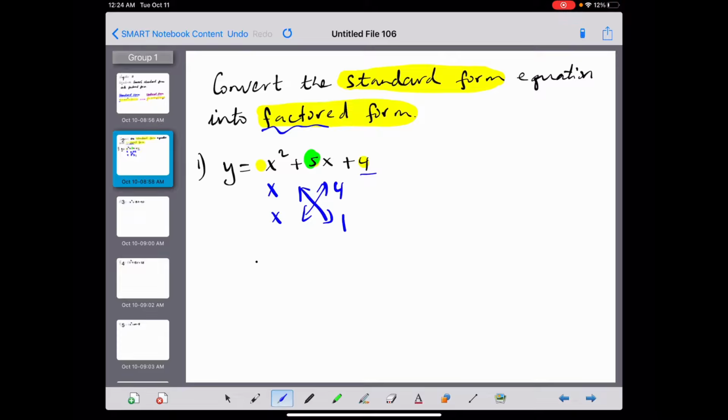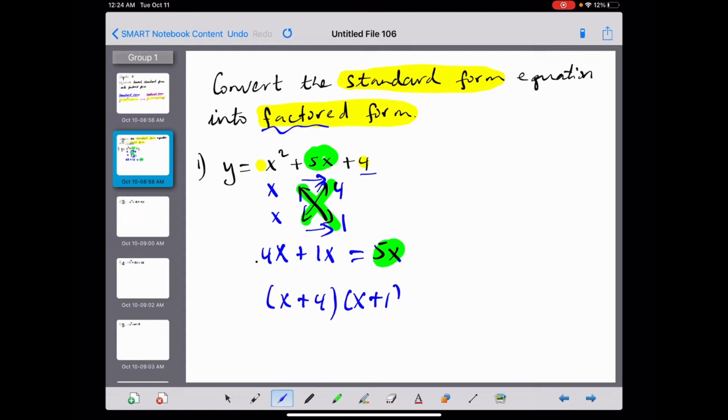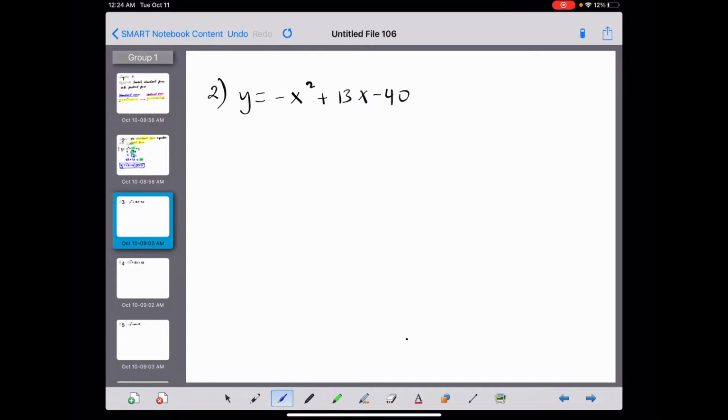Okay, let's check to make sure our guess is correct. So x times 4 is 4x. x times 1 is 1x. So 4x plus 1x is 5x. You see this matches with the middle term. That means we're on the right track. Once we're on the right track, we write down the factors. So it's going to be x plus 4 times x plus 1. And don't forget your y equals. Right there, that is the factor form. Okay, let's move on to number 2.